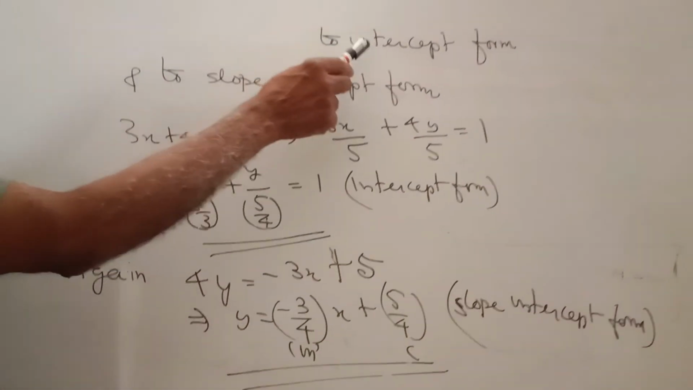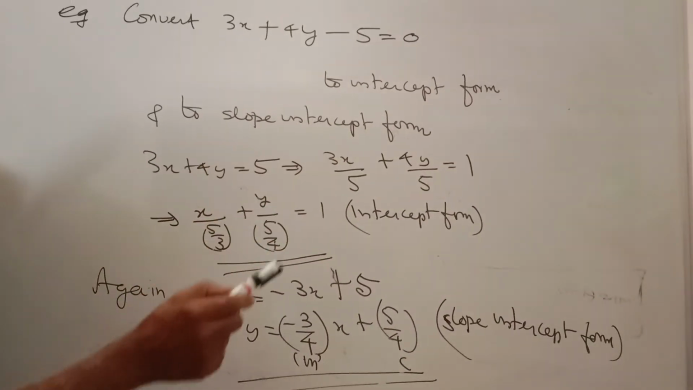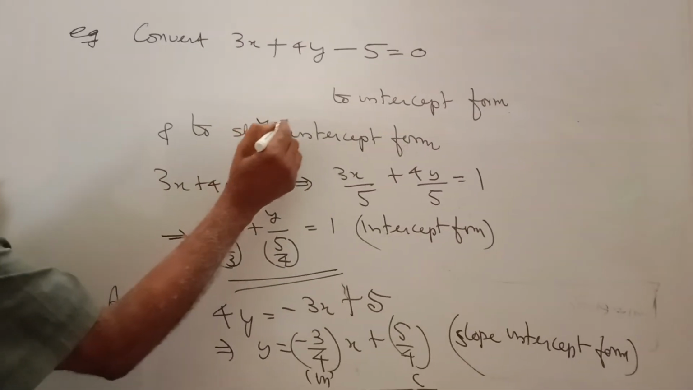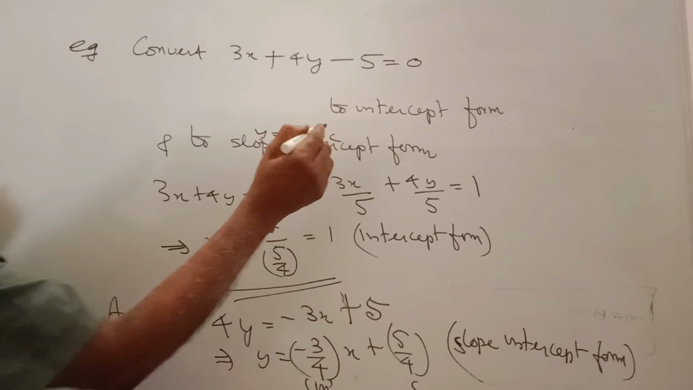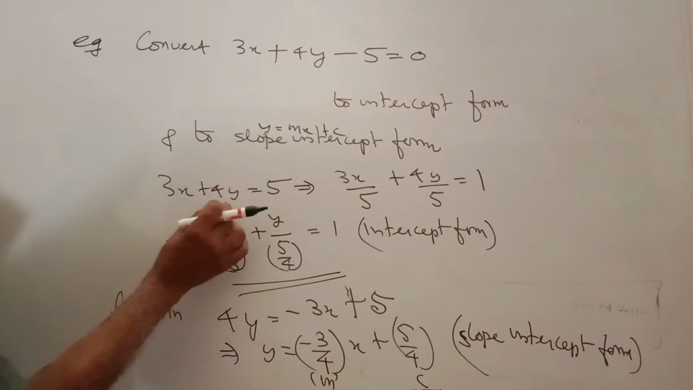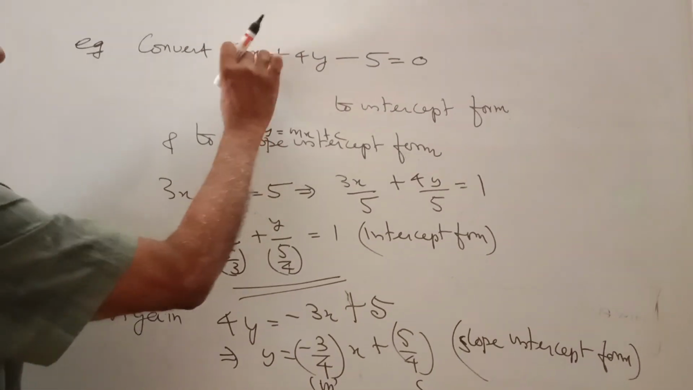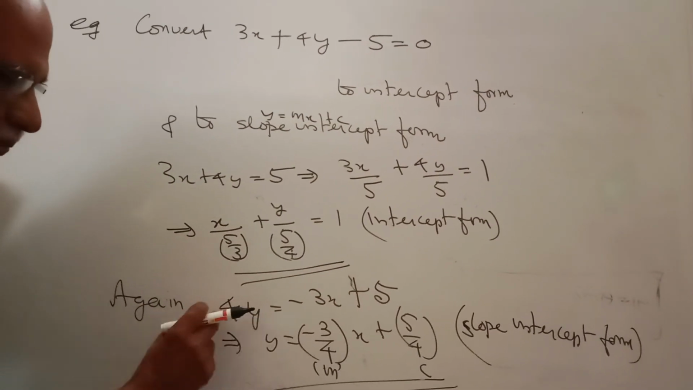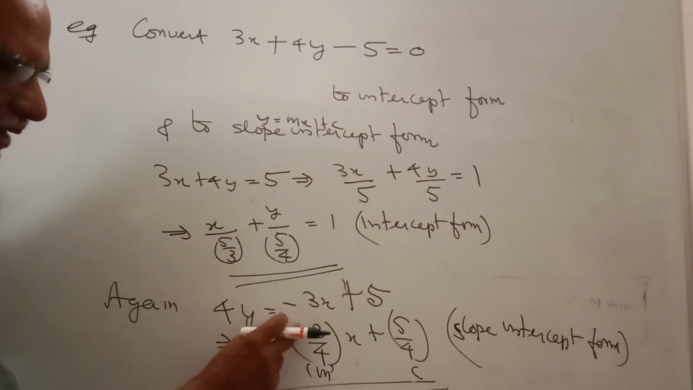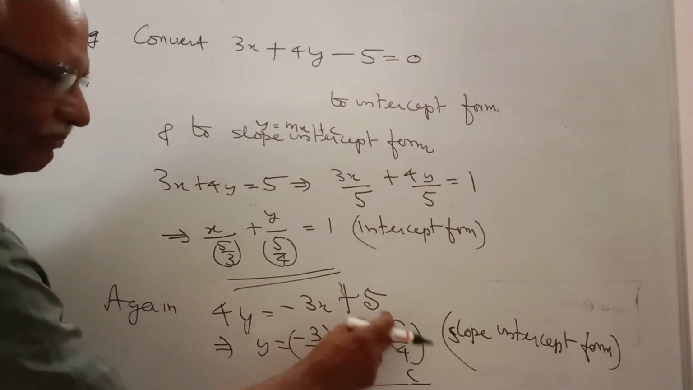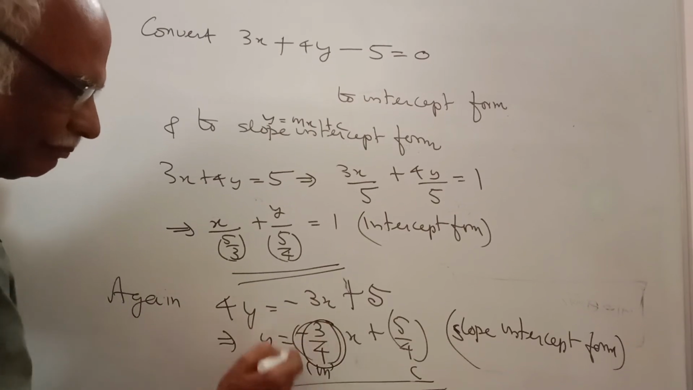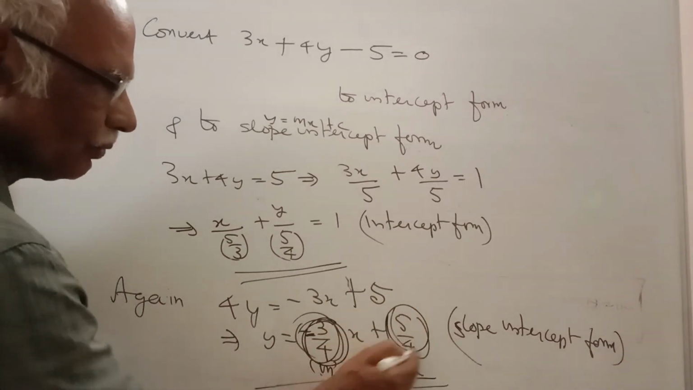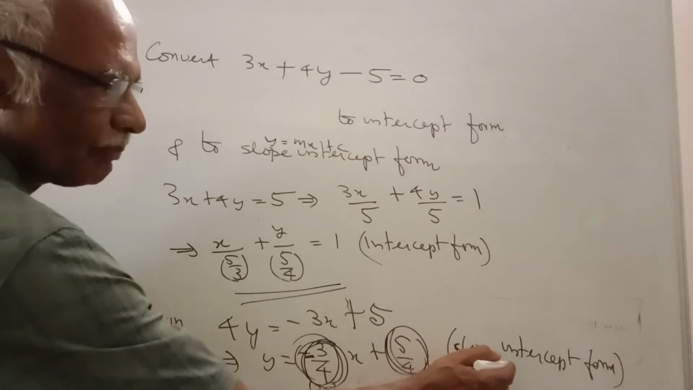Now, in the slope intercept form, the shape is y equals mx plus c. We want this shape to come. So we take the y term on one side: 4y equals minus 3x plus 5. We require y, so you divide by 4. So y is minus 3 by 4 x plus 5 by 4. So minus 3 by 4 is our m, and 5 by 4 is our c, which is the slope intercept form.